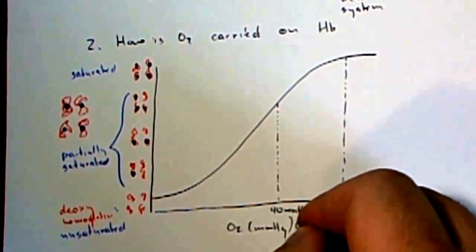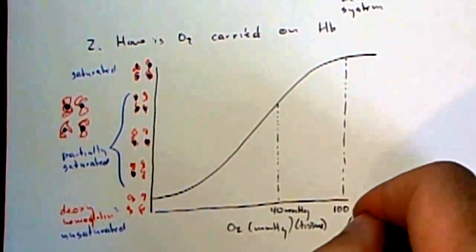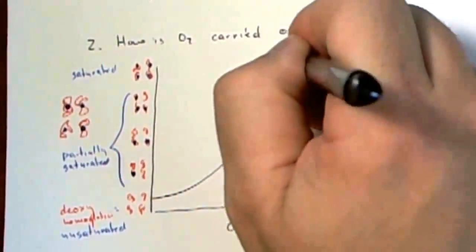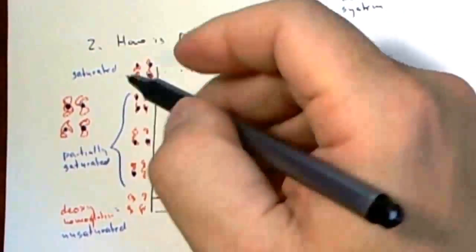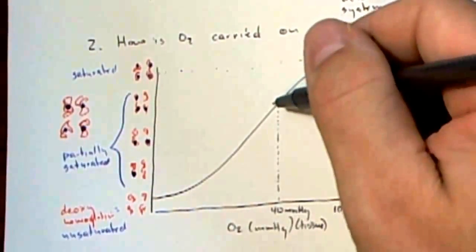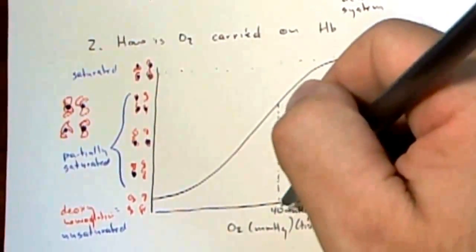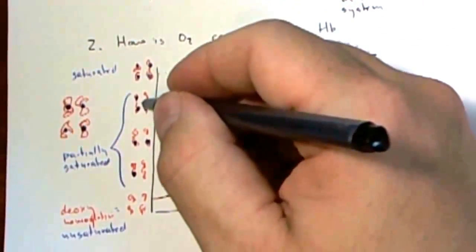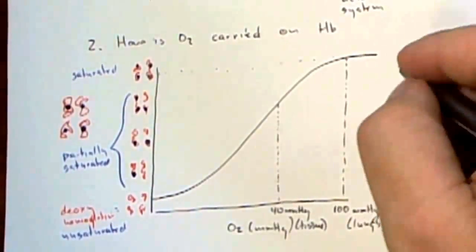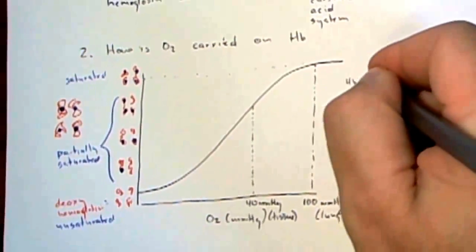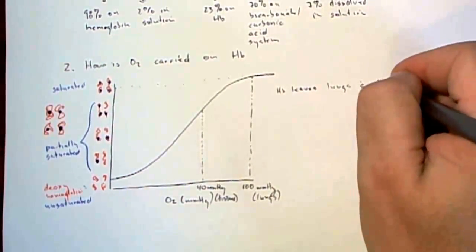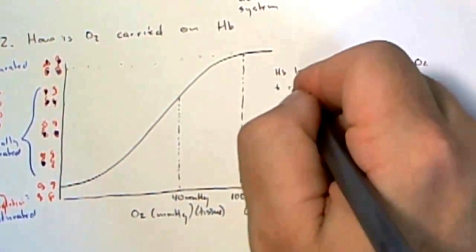Should we write that? And this is lungs. When hemoglobin is leaving the lungs, it's got 4 oxygens on it. When it gets out to the tissue, so out to the big toe, and the partial pressure of oxygen is still 40 millimeters of mercury, we still have 3 oxygens bound to it. So what this tells us is that hemoglobin leaves lungs with 4 oxygen and returns with 3.